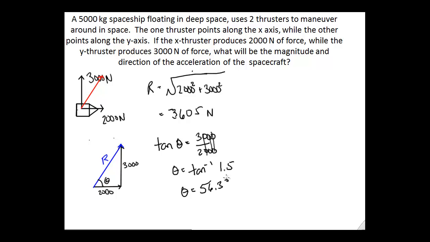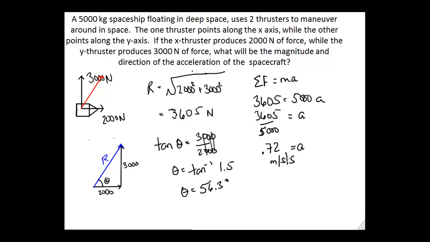But the question is, what's the acceleration? And so here we obviously use our very well-known formula, net force equals ma. So the net force is 3,605 equals 5,000 a. So a is equal to 3,605 divided by 5,000. So the acceleration equals 0.72 meters per second squared. Now the direction, according to Newton's second law, the direction of the acceleration actually has to be exactly the same as the direction of the net force.